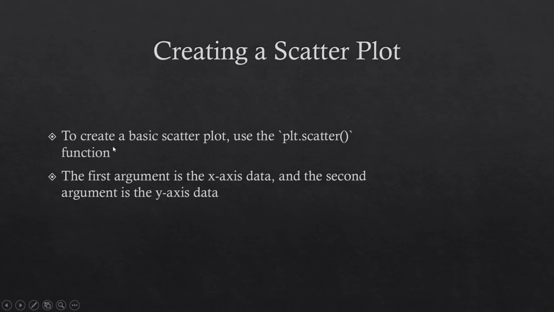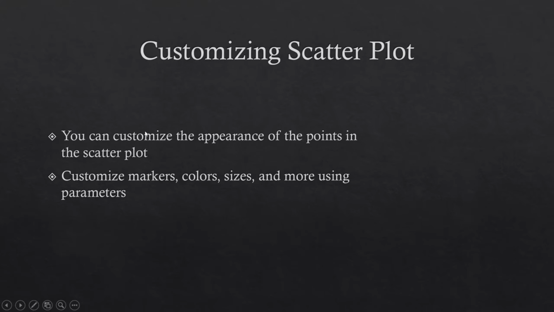We use scatter plots. To create a basic scatter plot, use the plt.scatter function. The first argument is the x-axis data and the second argument is the y-axis data. You can customize the appearance of the points in the scatter plot, customize markers, colors, size, and more using parameters.